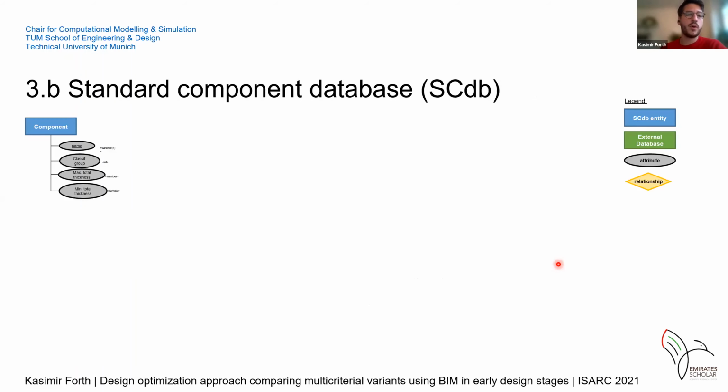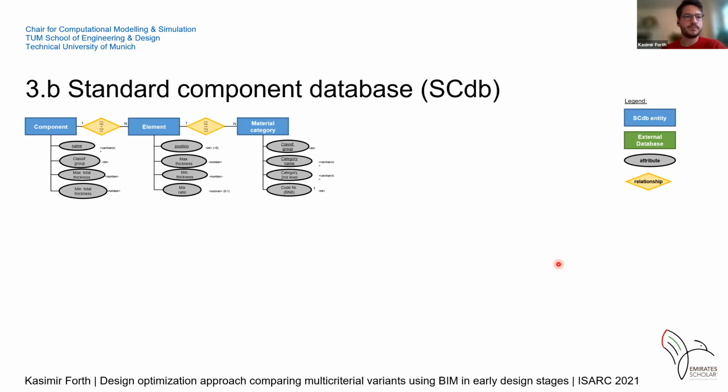So the proposed standard component database first has different entities with different attributes. I'm not going to go into detail, but of course we have different components which consist of different elements. For example, the component could be an exterior wall, and elements could be insulation layers or finishes, as well as the load-bearing material and others.